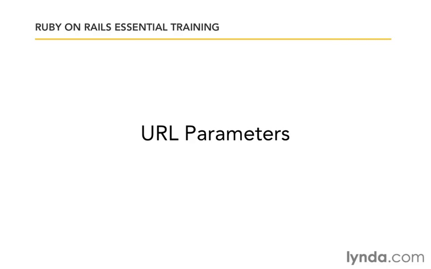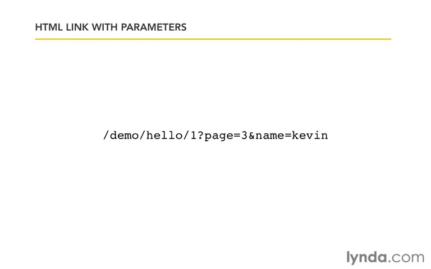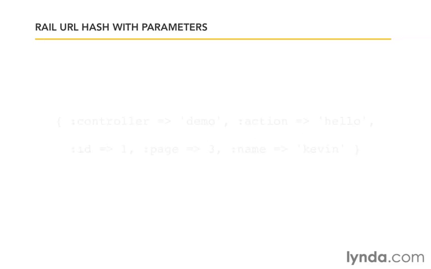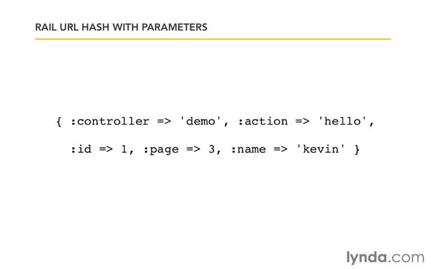Just to be clear, when I talk about additional parameters in the URL, what I'm talking about is having ?page=3&name=Kevin. Those would be two additional attribute pairs or parameters that are being sent in the URL string. They are to the right of the question mark and they're separated by the ampersand. That's just basic HTML. But what we need to know is how to add those to the Rails URL hash that we're using when we're creating our links. The process of doing that is super simple. All we have to do is add them as key value pairs to our hash.